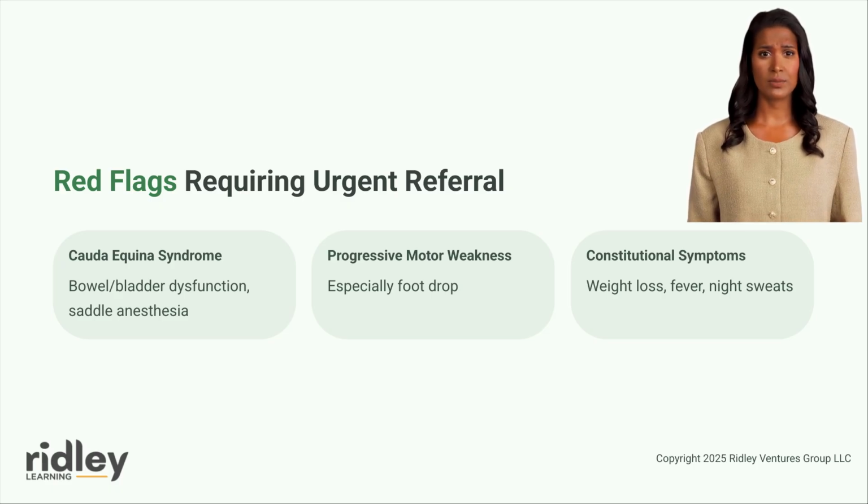Progressive motor weakness, particularly foot drop developing over days to weeks, suggests significant neural compromise that may warrant expedited surgical evaluation. Constitutional symptoms, including unexplained weight loss, fever, or night sweats, raise concern for malignancy or spinal infection. A history of cancer, immunosuppression, intravenous drug use, or recent spinal procedure increases the pretest probability of serious pathology. When red flags are identified, immediate medical referral should be arranged and rehabilitation treatment deferred until appropriate evaluation is completed.